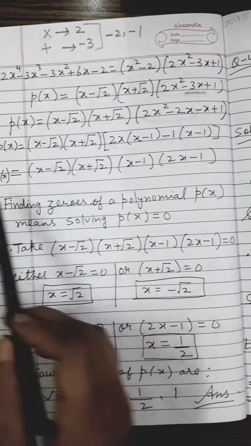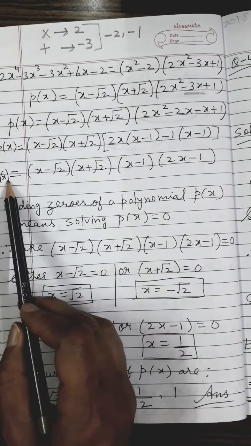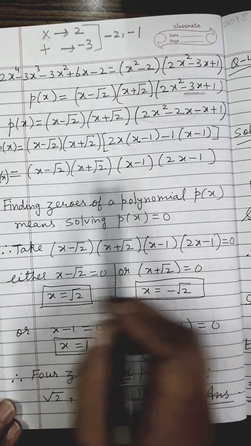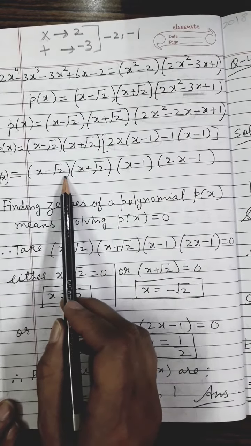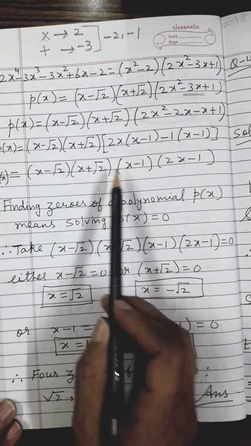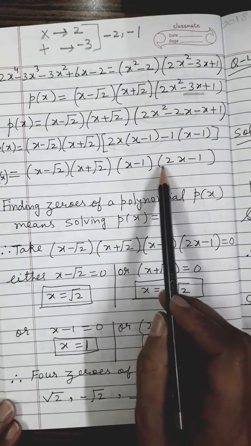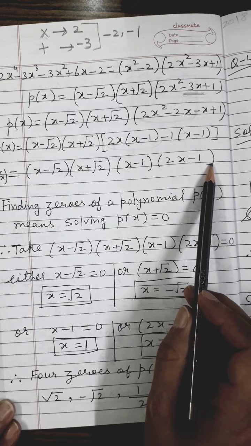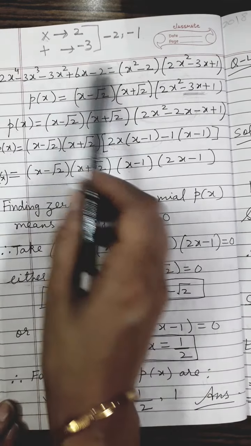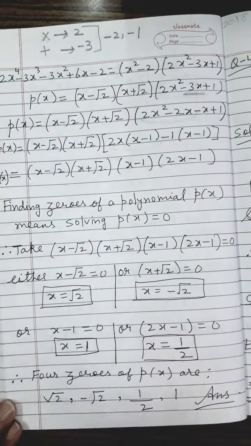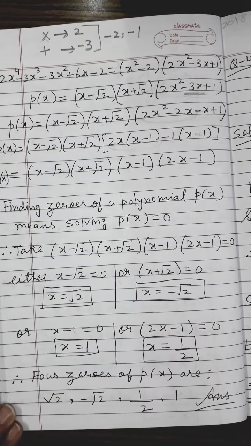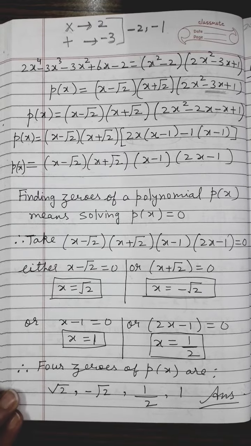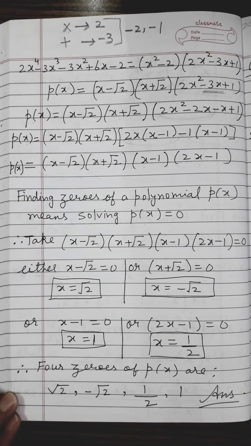Now what you see, our polynomial px we have represented in terms of a product of 4 factors. This is one factor, x minus root 2 is one factor, x plus root 2 is the second factor, x minus 1 is the third factor, 2x minus 1 is the fourth factor. Because the degree of this polynomial is 4, the number of zeros will also be 4. Right? So similarly the number of factors will also be 4. So by making use of these factors, I will find out the remaining 2 zeros.